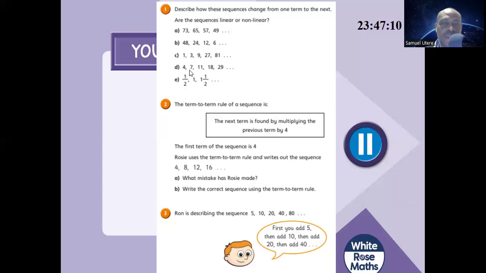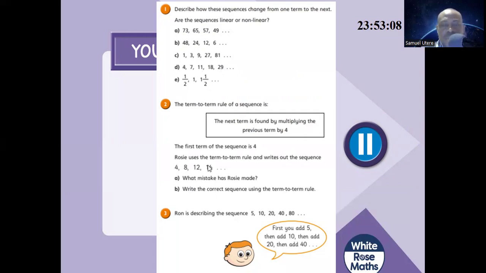You can see that you added 3 to get from 4 to 7. And then now you have 7 to 11, which is you added 4. And then 11 to 18, which means you added 7. Okay, so you can see it's clearly not a linear sequence. We're not adding the same amount every time.